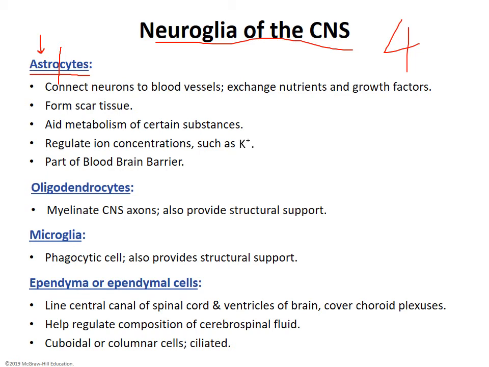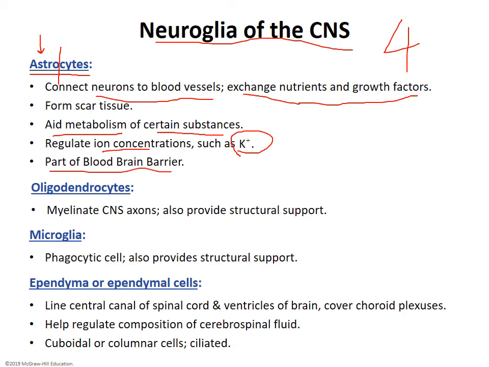They are going to help connect neurons to blood vessels, and that should make you understand, I mean, you should automatically see if it's connecting one cell to a blood vessel, it is going to be for nutrients, right? It's going to aid in metabolism, the breakdown or buildup of certain substances, whether it's a neurotransmitter or whatever. It's going to help regulate ion concentration, such as potassium. Potassium's a big thing. And by regulating these, it makes part of the blood-brain barrier, which again is the connection between the neurons and the blood vessels. In the brain, in the cranial cavity, there is a tighter filter, and it's these cells that provide it.